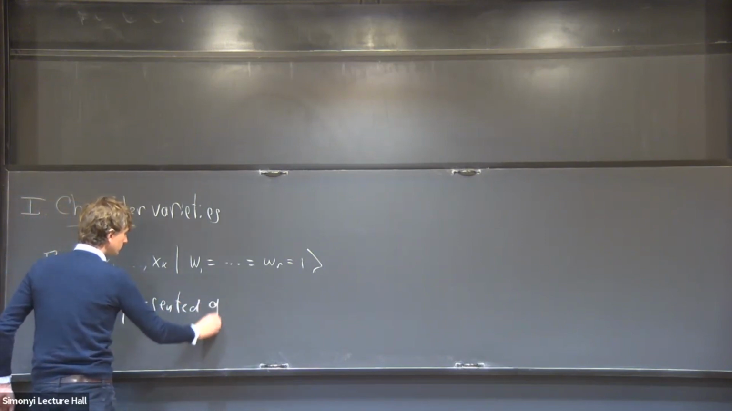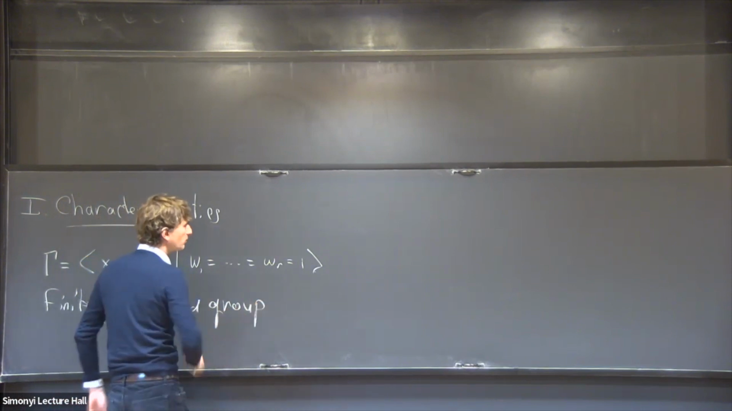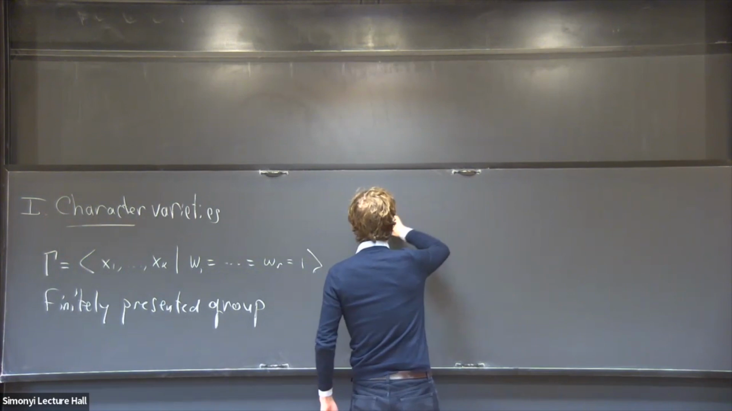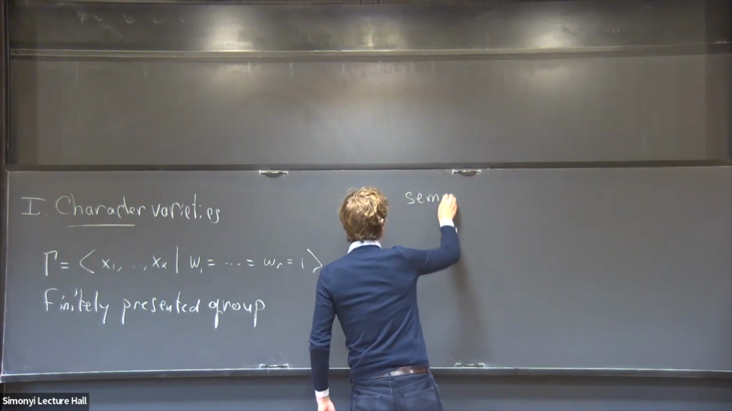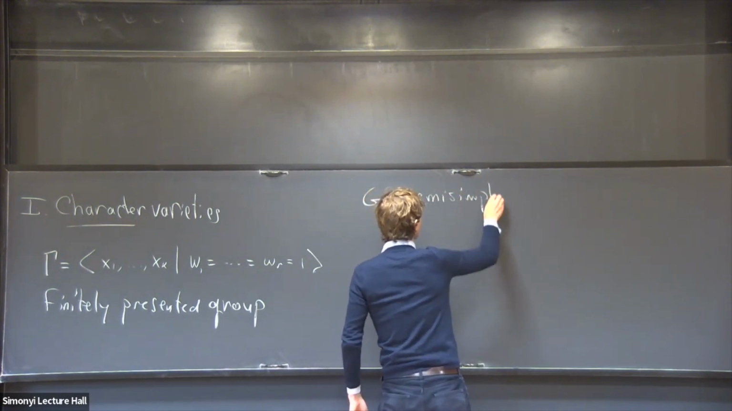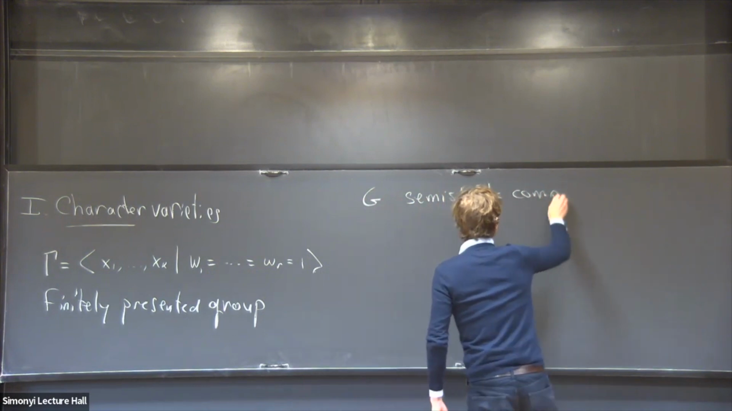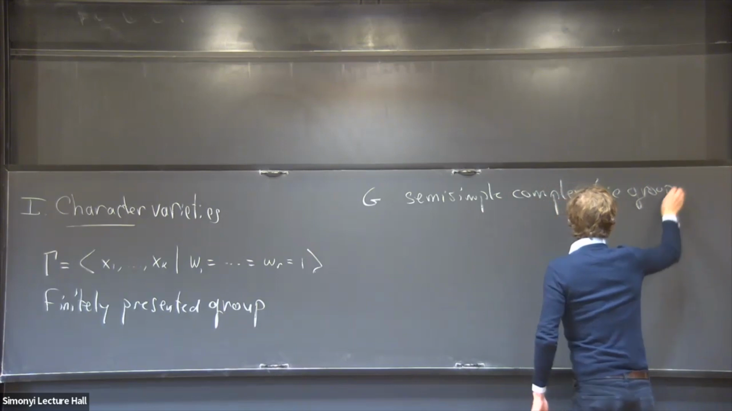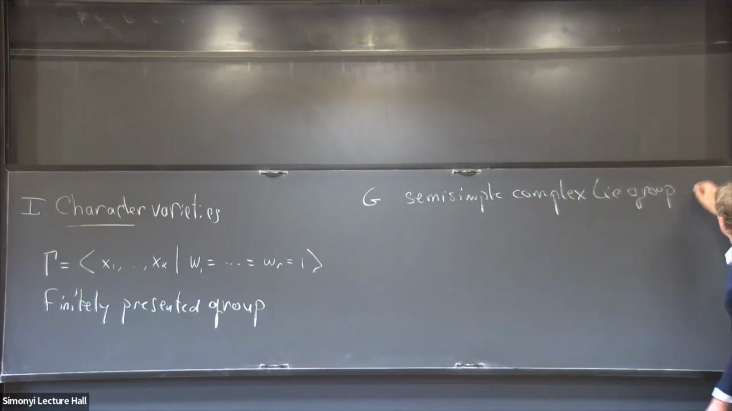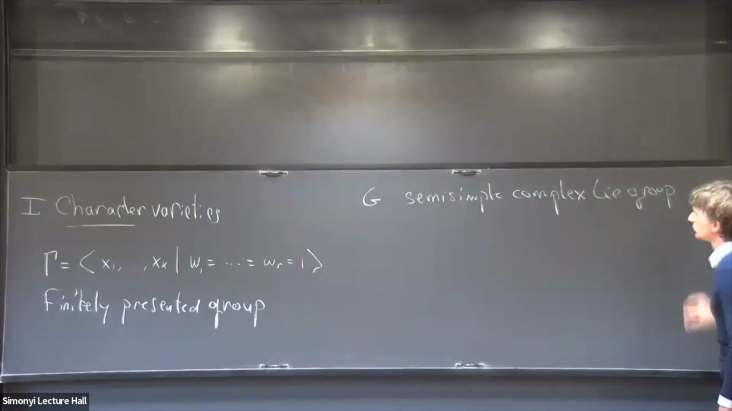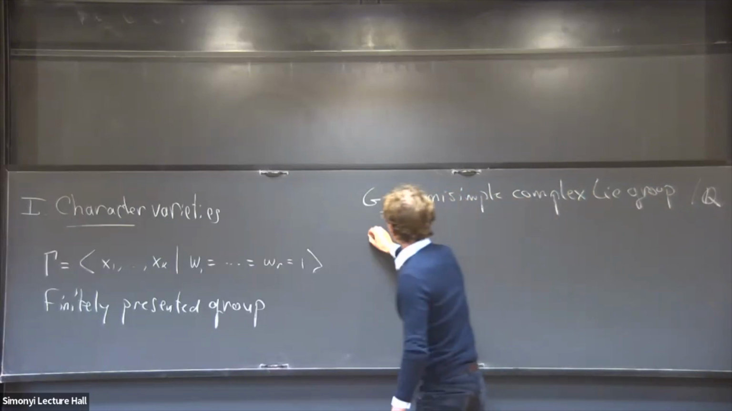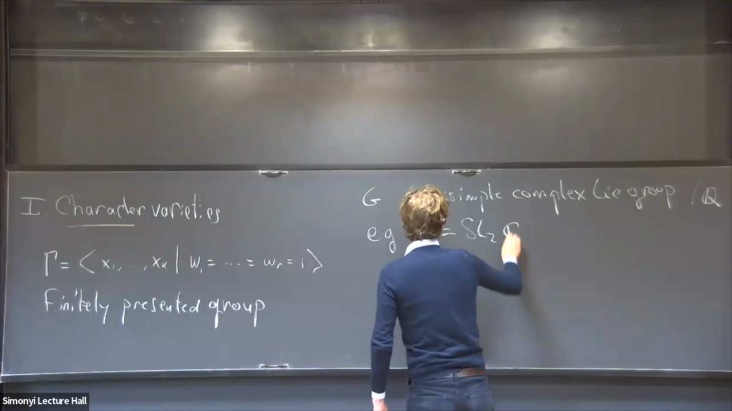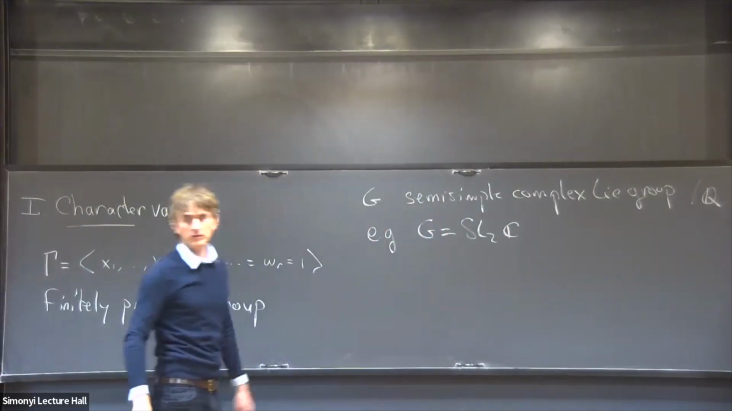And typically, what people are interested in, they take an algebraic group, like a semi-simple complex group G. It would help that it's defined over Q sometimes, but you may ignore this for a moment. For most of what I'm going to be talking about, you can just think of SL2C.